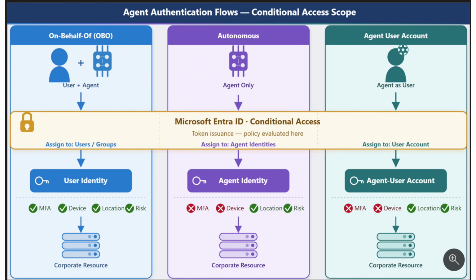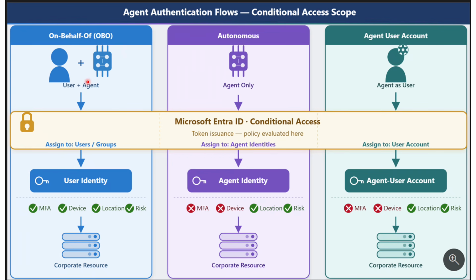So on the left over here, we have what is called on behalf of, or OBO, which is user plus agent. This is a real person that asks the AI agent to do something for them. For example, summarize my email. And we're very familiar with this because we have been using this for quite a while now. The agent is acting on behalf of the user.